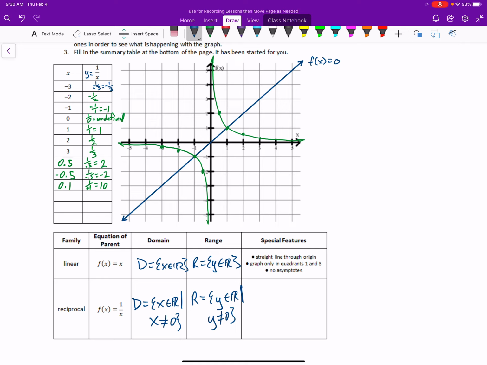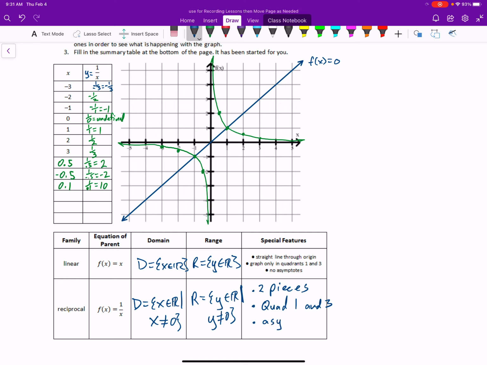For the reciprocal function, it's not a straight line. It's in two parts, two pieces for this graph. It is still only in quadrants 1 and 3, though. And there is an asymptote. There's two asymptotes, in fact.